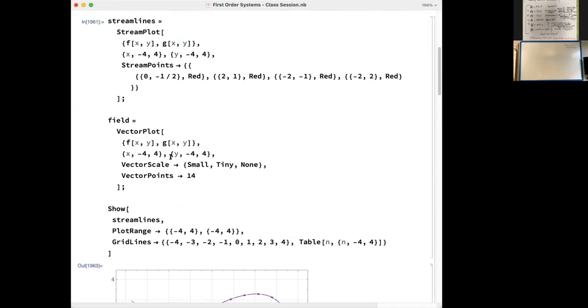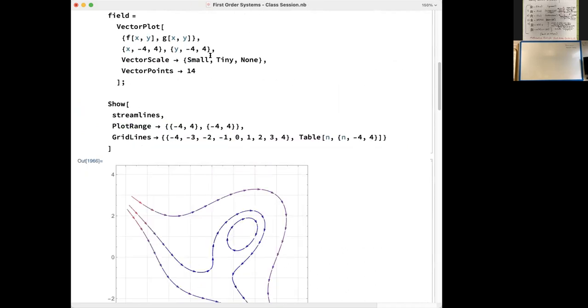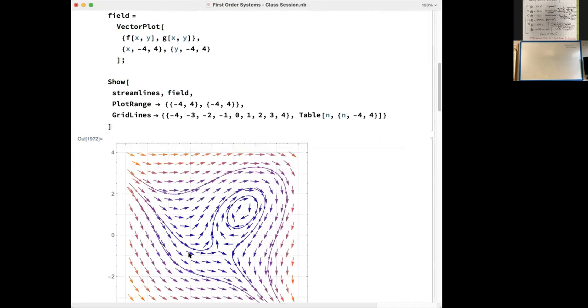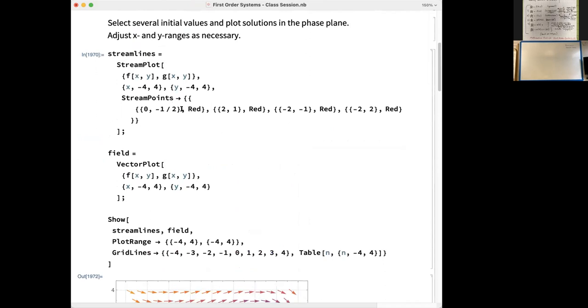Well, the issue here is that I'm using previous worksheets, and when Mathematica gets updated, it easily surpasses things that it used to do. So this is no longer how you color solutions in Mathematica. And this vector scale argument is really not even necessary right there. If I take out the vector scale small, tiny, none, let's see what happens. Sorry, I gotta put back the field. Okay, I get some arrows going on here. Maybe a little bit too busy, but you see the arrows color themselves and the arrowheads are pointing in the correct direction. What if I adjusted the stream points?